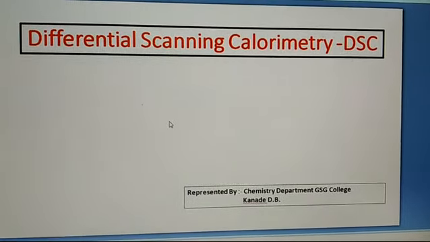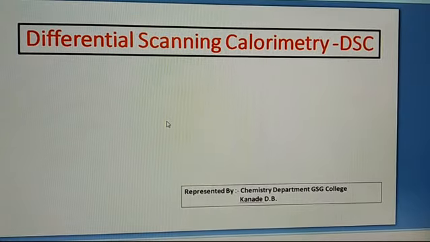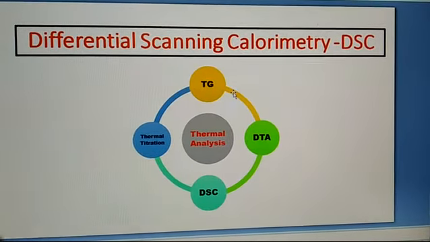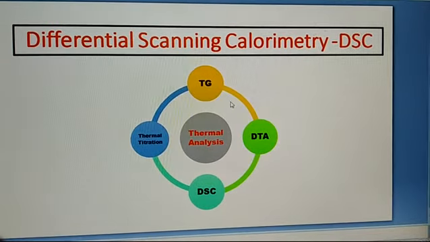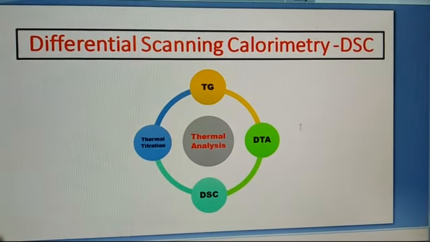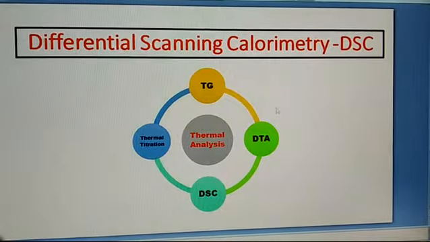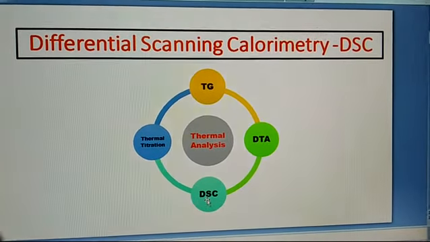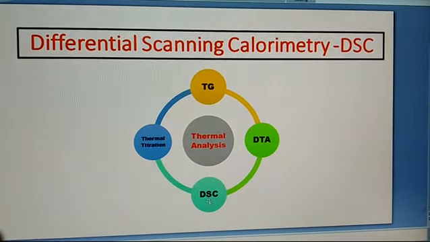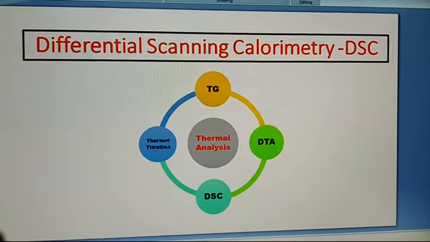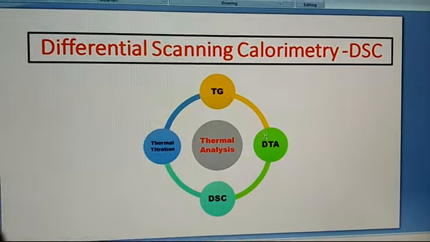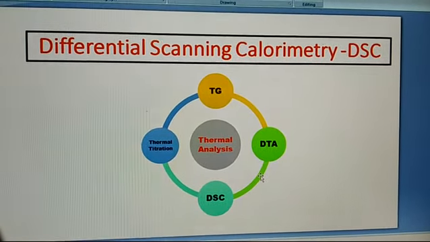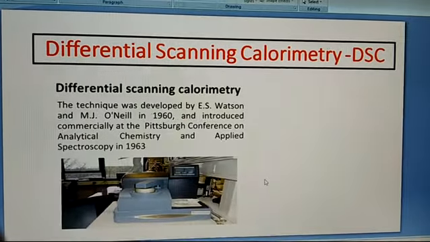Today we will discuss differential scanning calorimetry, that is the DSC. The main thermal analysis types are TG, thermogravimetric analysis, DTA, differential thermal analysis, DSC, differential scanning calorimetry, and thermal titrations. So we will see the differential scanning calorimetry.